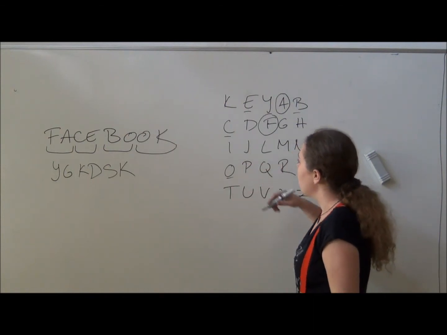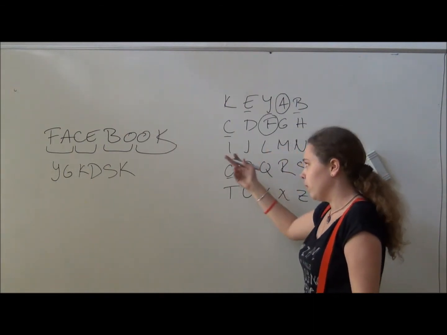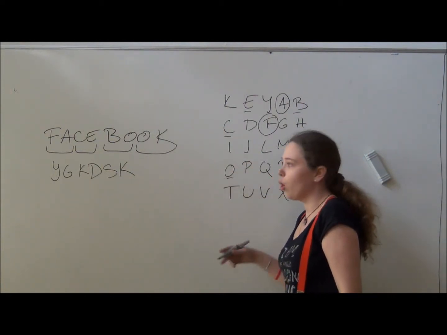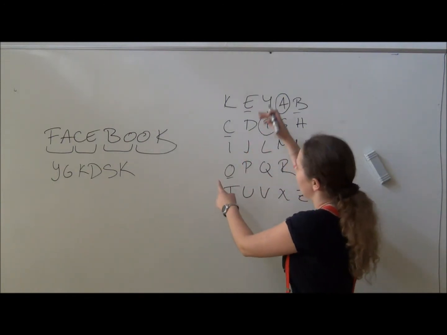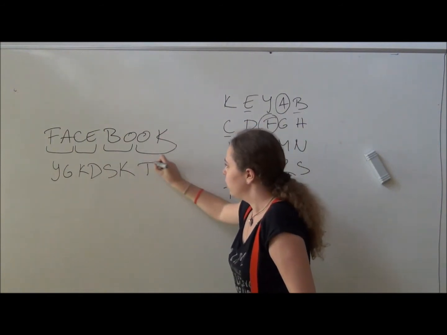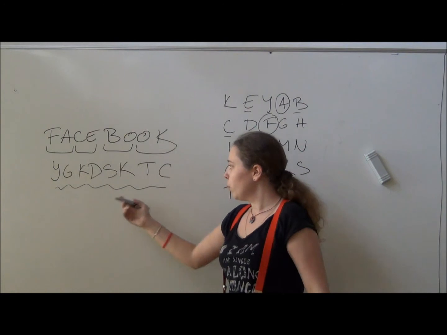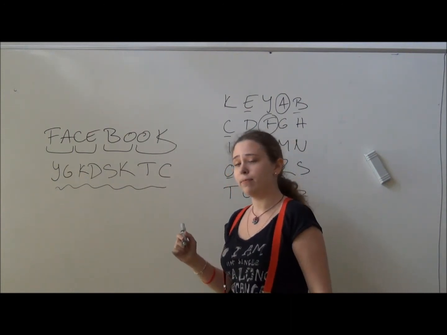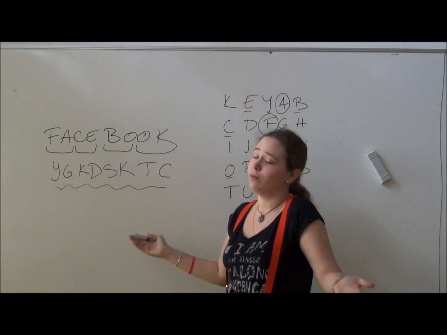It's pretty simple. When you're encoding the message, you just go down inside the column. If you were decoding, you would just go up. So we have an O and a K, and we go down to T and C. And here we go with our word, and nobody has any idea that it says Facebook, because, people, we're geniuses, what can I say?